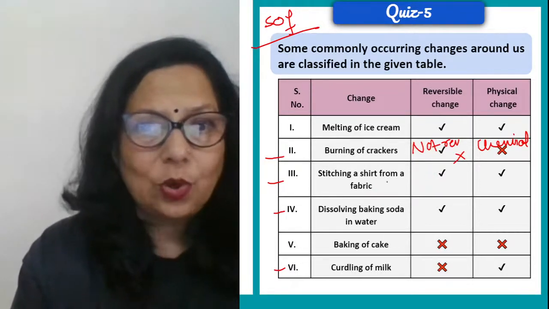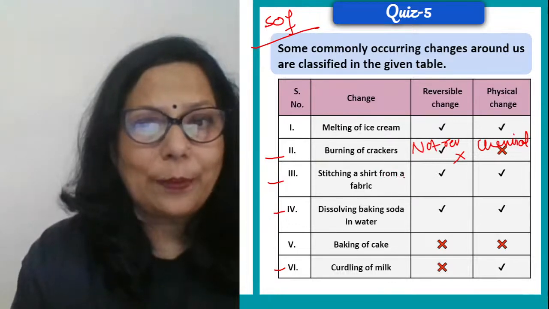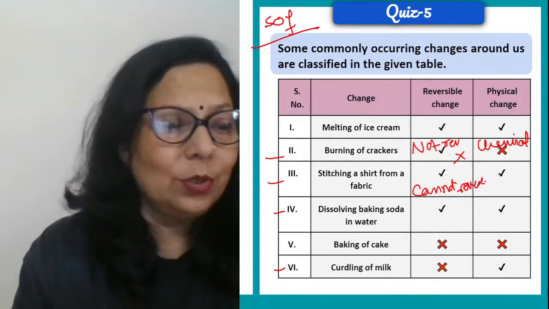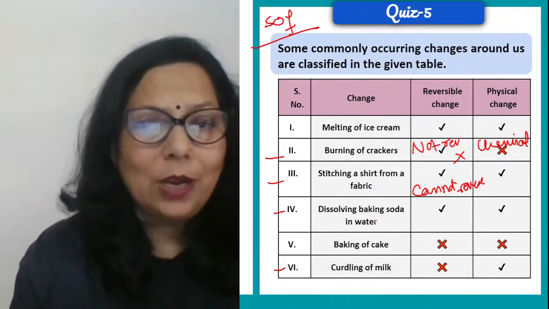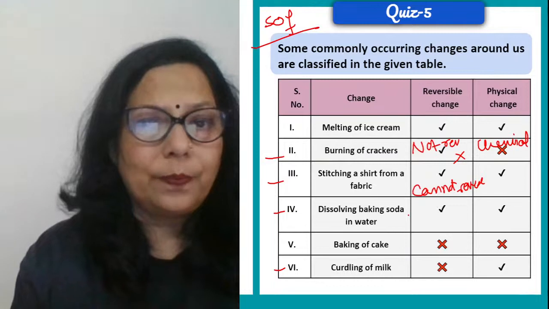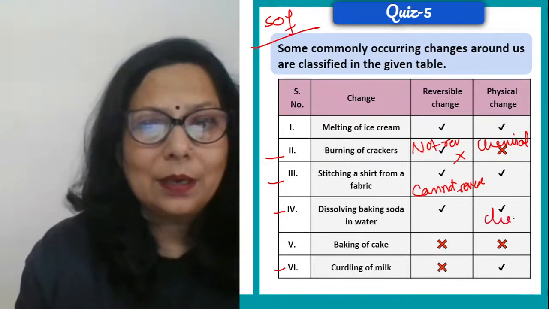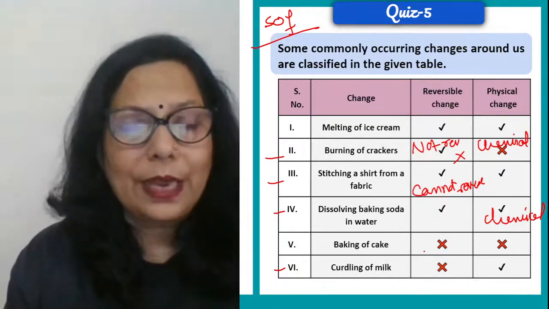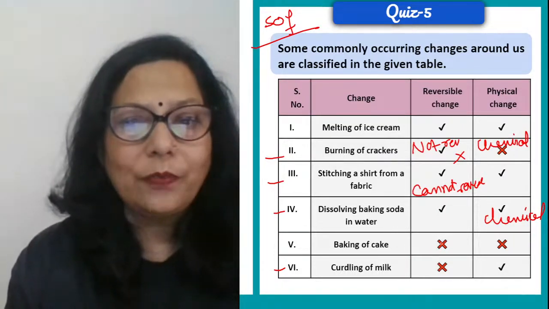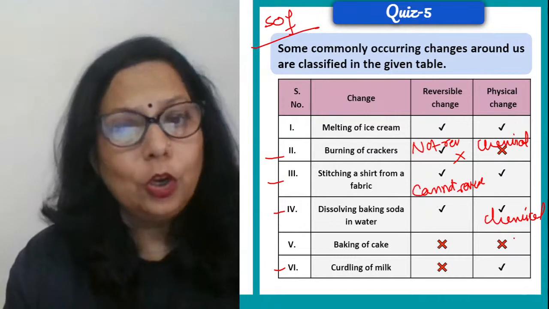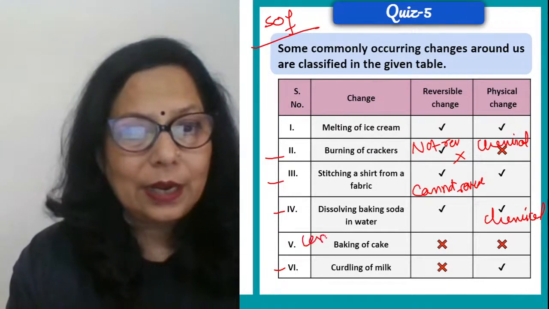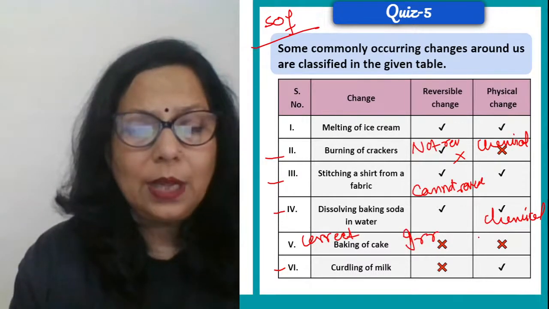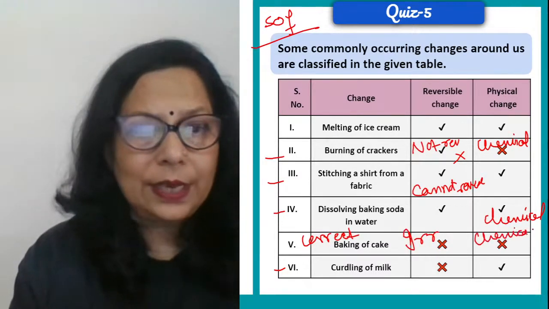Stitching, this part was wrong. Stitching a shirt from the fabric, you cannot reverse. Cannot reverse, although a physical change. Dissolving baking soda in water is a chemical change, not a physical change. Baking of cake is neither reversible nor physical, so it is correct, because it is irreversible and it's a chemical change.